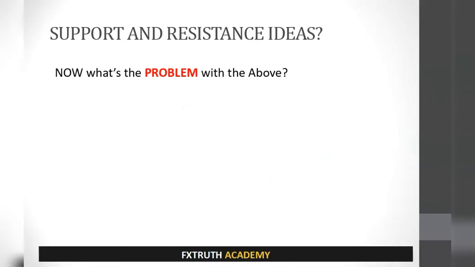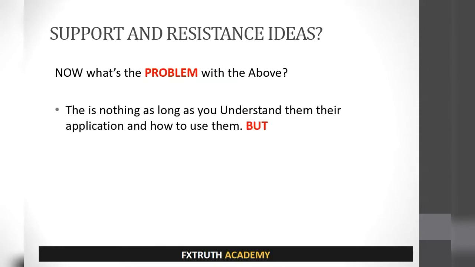So now, what's the problem with the above ideas of viewing support and resistance? The truth is that there is nothing wrong, as long as you understand them and the application and how to use them. So there's nothing wrong with those ideas, whether using the moving average, whether using the trend line, or whether using the horizontal support and resistance. As long as you understand the application, how to apply them on your chart, and you understand how to use them. But you can see the big red but right there.